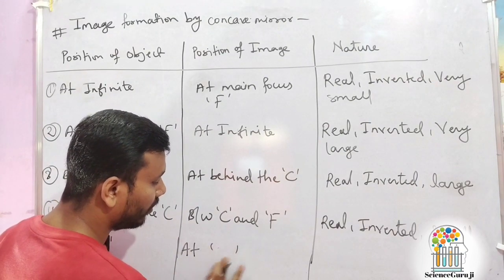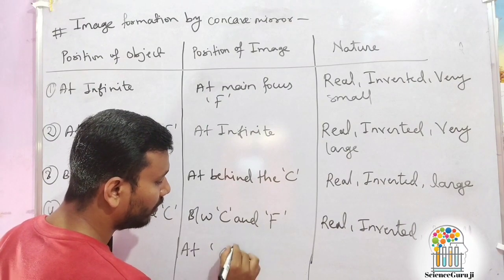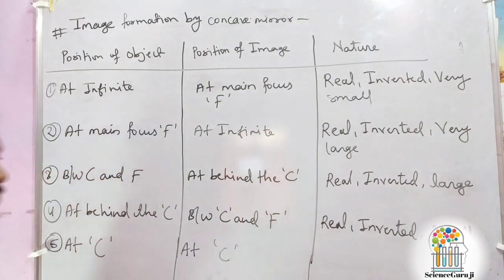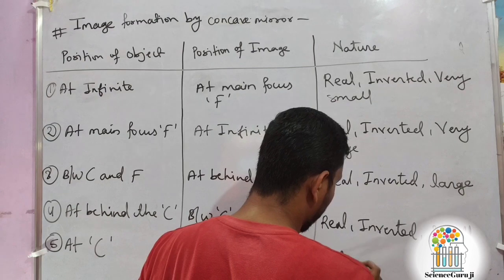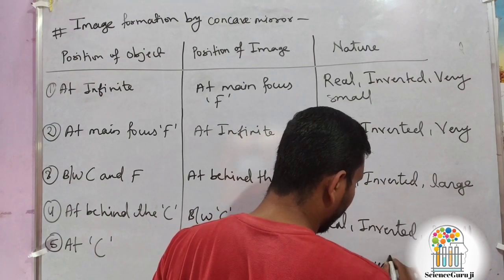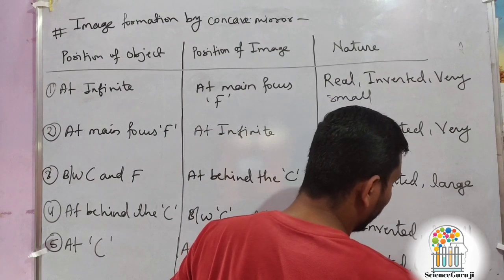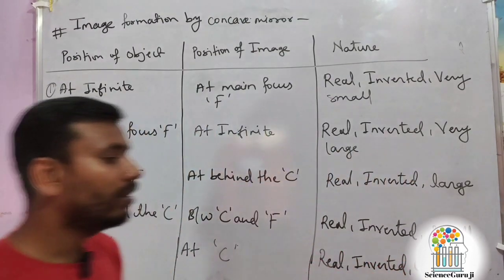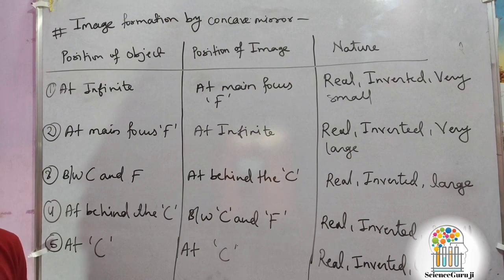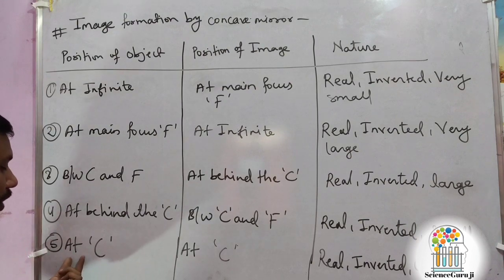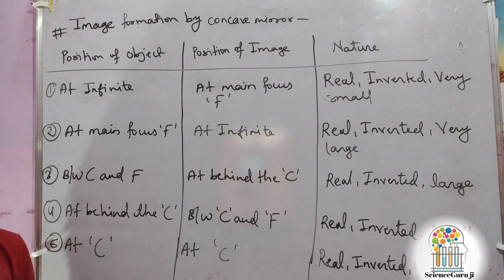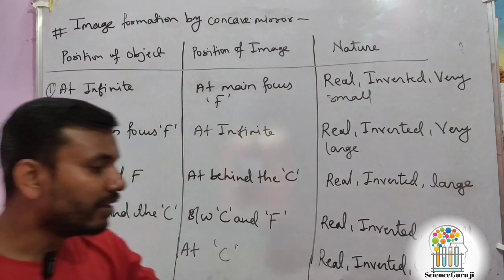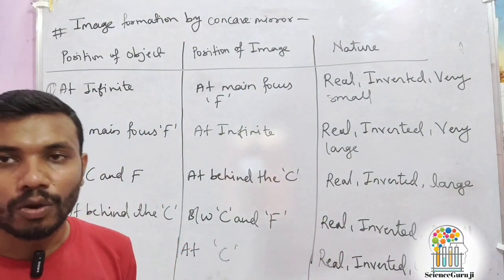It means the image forming here is equal to the object. At the center of curvature, and it is real, inverted, and equal in size to the object. Got my point? If we place the object at the center of curvature, then the image forming is again at the center of curvature, and this image is always real, inverted, and equal to the object.